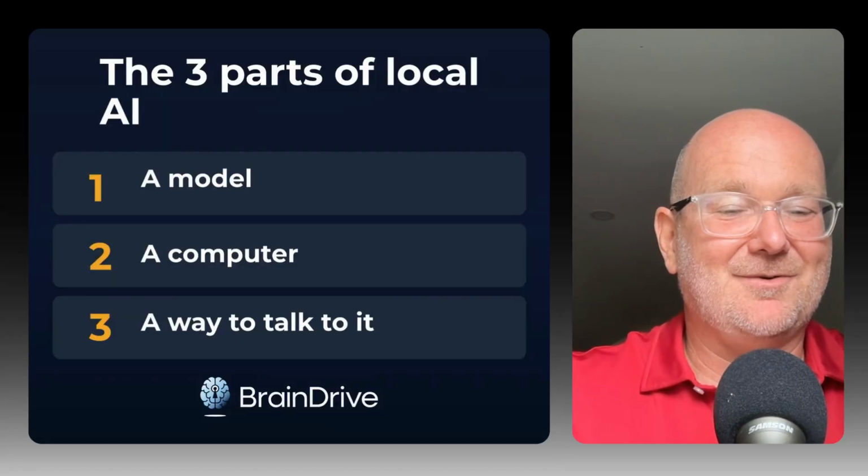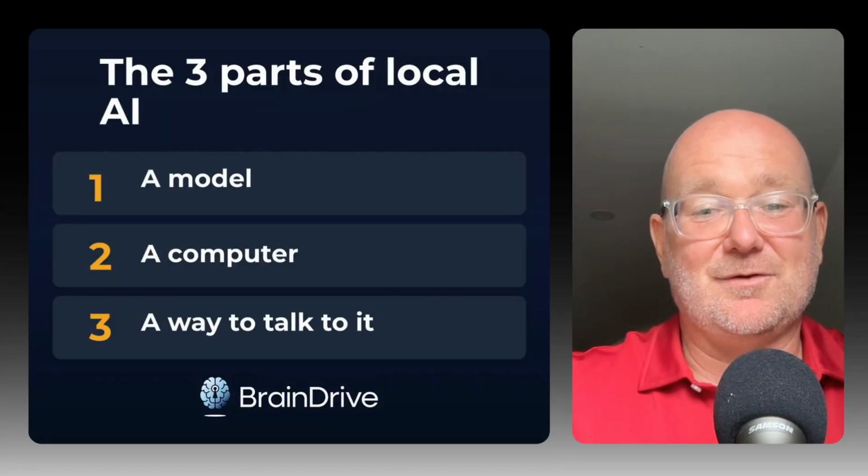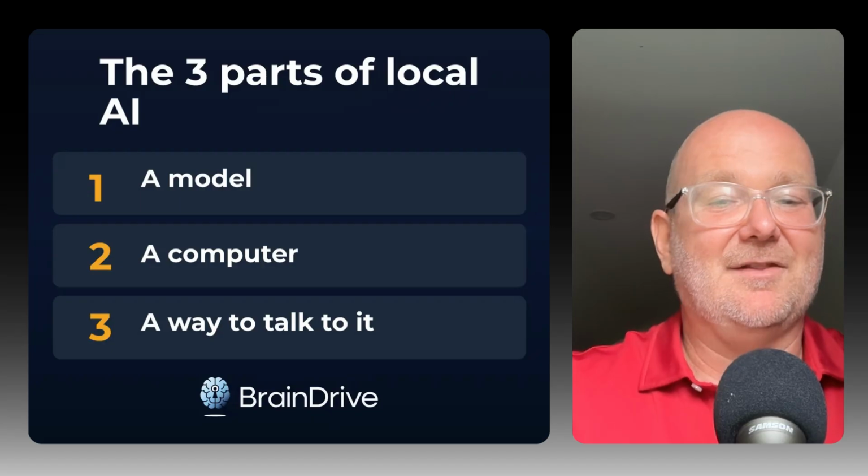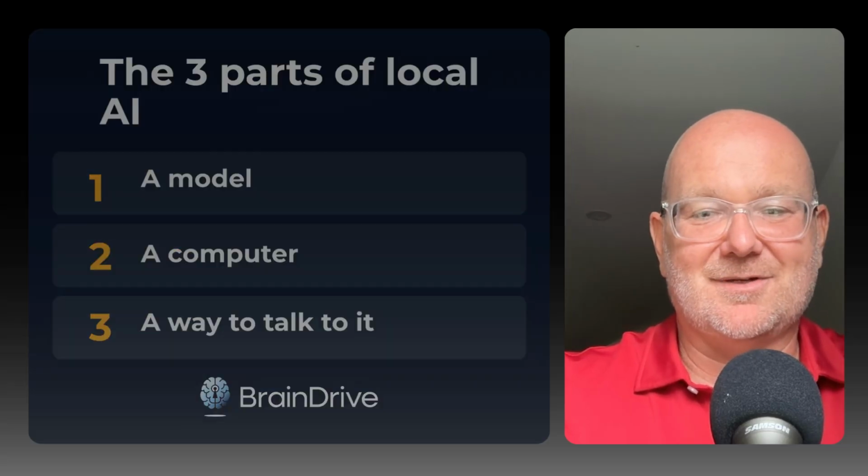And to get there, you need exactly three things. The first thing is an AI model. The second thing is a computer powerful enough to run it. And the third thing is a way to talk to it. In the next video, we're going to focus on whether or not your computer is powerful enough to run local AI. It takes about 2 minutes to find out, and I'll show you how. I'll see you there.